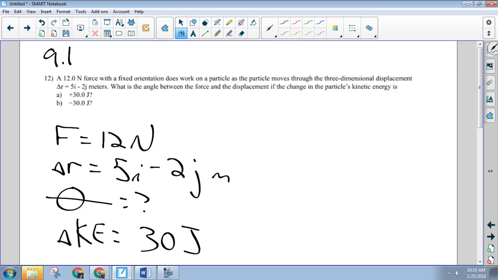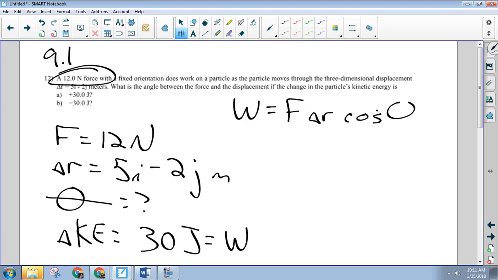All right. So what does the change in kinetic energy have to do with my given force and my displacement? It's the work, right? Do you guys agree that this is the work done by whatever our non-conservative force is here? Oh, well, look. Work is force times displacement times the cosine of the angle between those vectors.